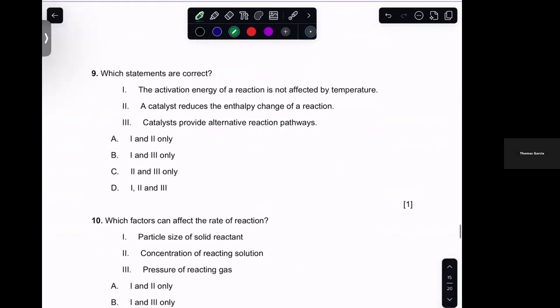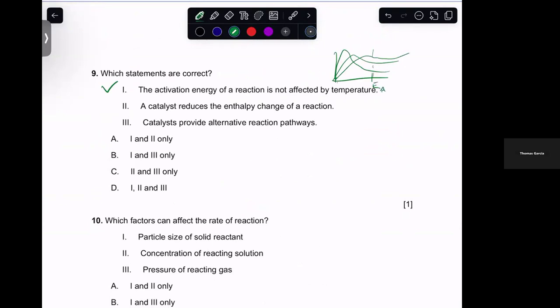All right, number 9. Which statements are correct? So the activation energy of a reaction is not affected by temperature. Yeah, we know that's true because when we look at our Maxwell-Boltzmann distribution, doesn't matter what the temperature is, the activation energy always remains the same. So that's got to be true.